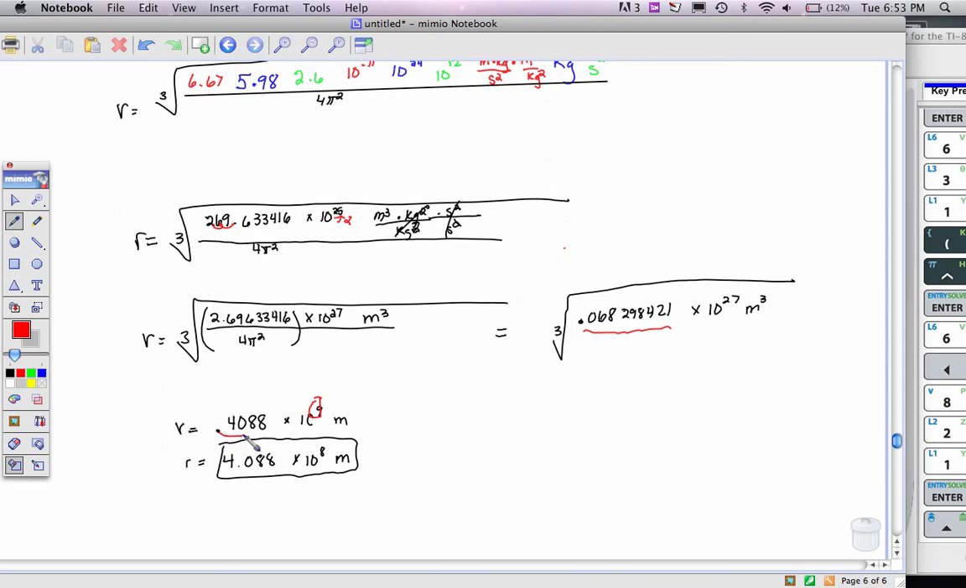Now, to finish this problem up, you have to move your decimal place 1 spot right there. And what this does is it subtracts 1 from the exponent, so you get 4.088 times 10 to the 8th meters. Just press replay if you want to follow how we did that again.